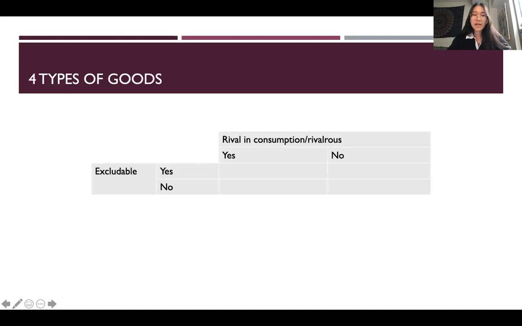So with that in mind, we can categorize the four different types of goods. Private goods are excludable and they are rival in consumption. Club goods are excludable, but they are not rival in consumption. Common goods are not excludable, but they are rival in consumption, and public goods are not excludable and also not rival in consumption.